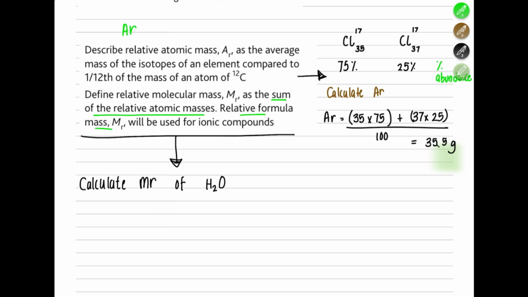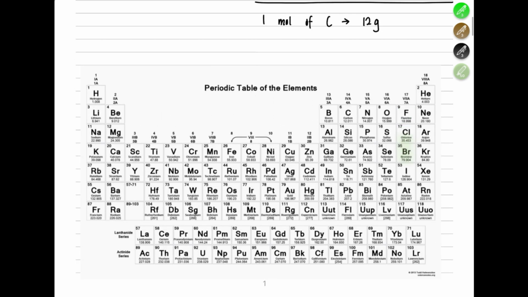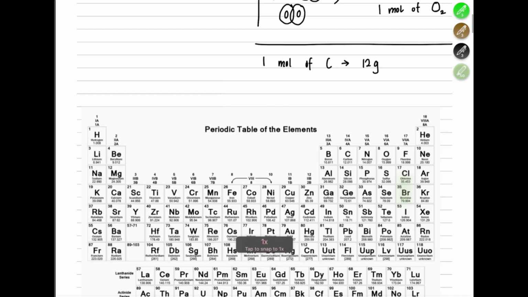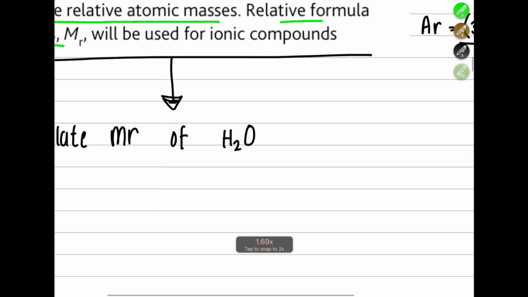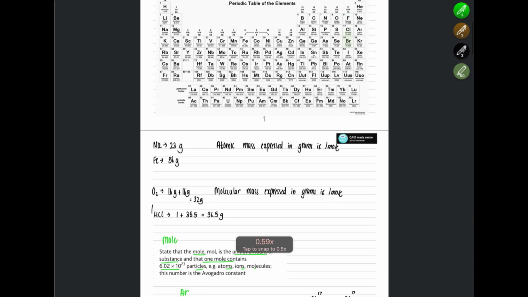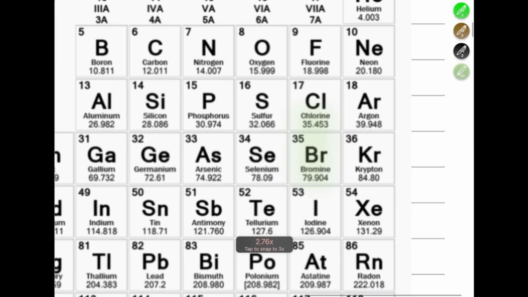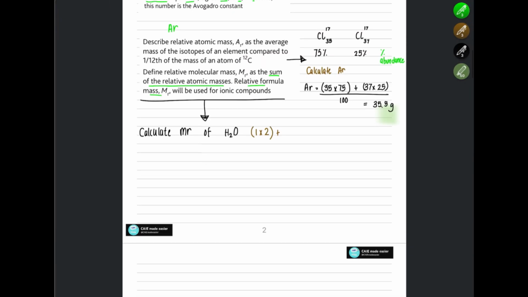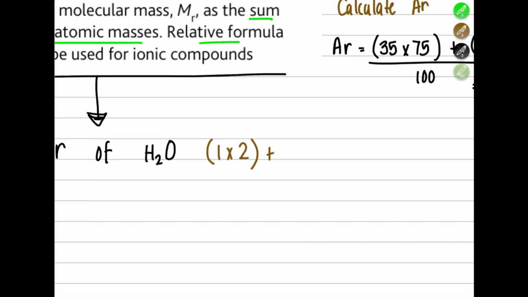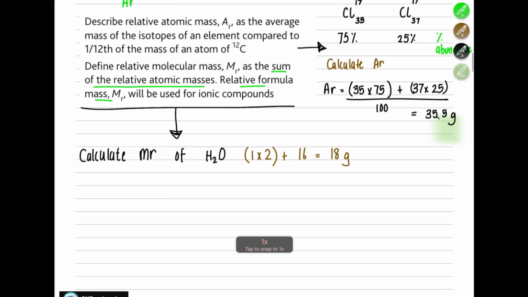So what is the AR of hydrogen? Hydrogen is 1.008, so we'll say it's 1. It would be 1 times 2 plus, what about oxygen? Oxygen is 15.999, so we'll say 16. It's better to use the exact same number given in your periodic table. Plus 16. The answer is 18 grams. What this means is 1 mole of water has a mass of 18 grams. Hope that makes sense.